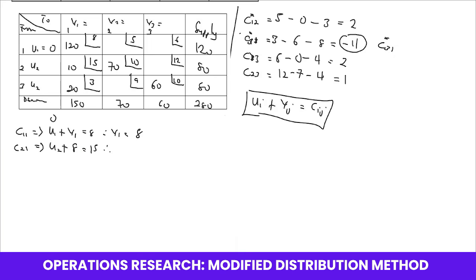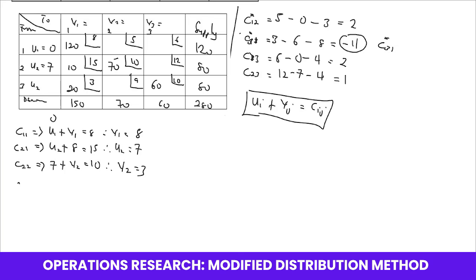So 8. Therefore, U2 is equal to 15 minus 8, and that will give us positive 7. So we move to the next allocated cell, that's C22. We already know the value of U2 to be 7. So 7 plus, what's the value of V2? We don't know. It's equal to 10. So therefore, our V2 will be equal to 3. 10 minus 7, that's 3.